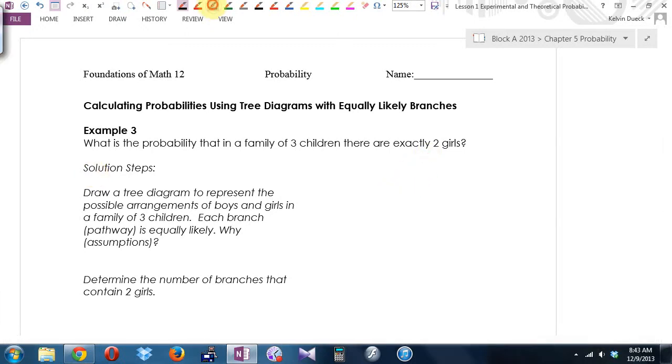First, I'm going to turn the pen on. For the first level, the first child could be a boy or a girl. I'll call that boy 1, girl 1. And I'm going to assume that the odds of a boy or girl are 50-50. They're apparently not quite 50-50, but close enough. There's a slightly greater chance of having a girl, which is why there's slightly more females on the earth than males, but close enough.